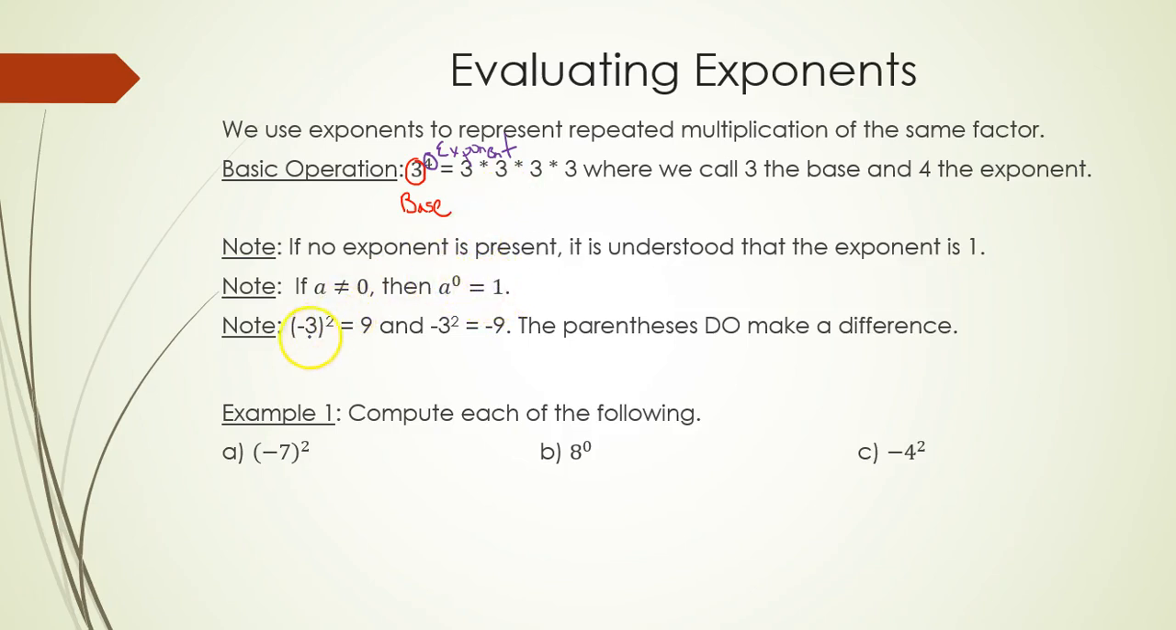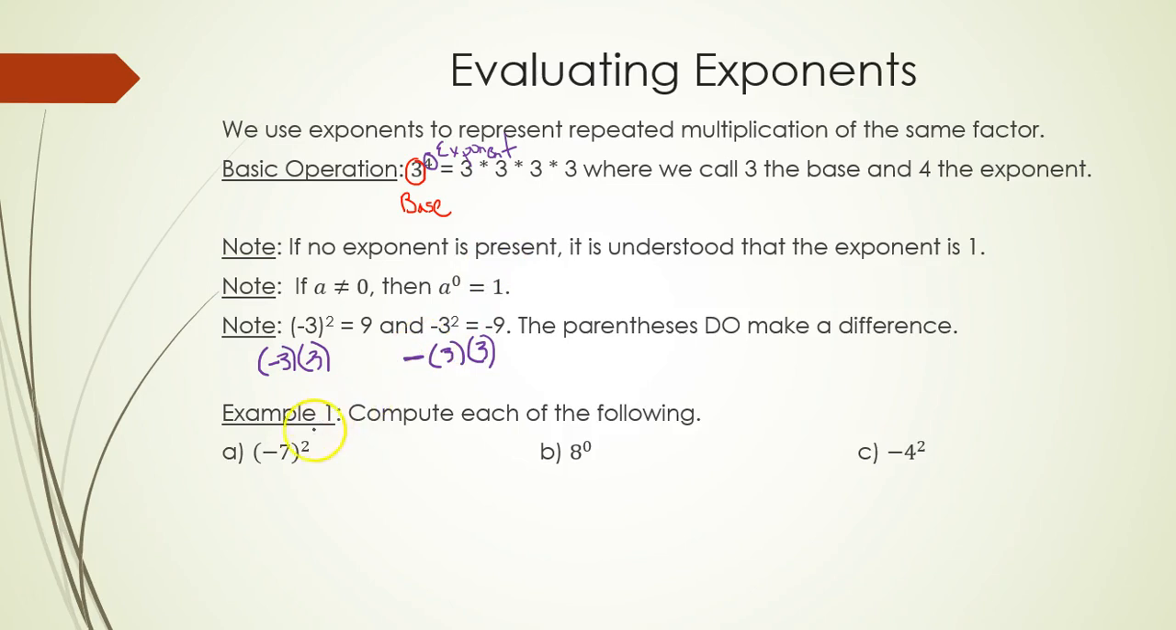And most importantly, when you see parentheses around the base, it does make a difference. For instance, I have negative 3 in parentheses all squared. This means that I'm taking negative 3 and multiplying it with itself twice. Negative 3 times negative 3 is positive 9. Next, I have a negative sign, and then 3 is squared. So your negative sign stays as it is, and you're squaring the 3 only. That means 3 times 3. 3 times 3 is 9, and it's negative.